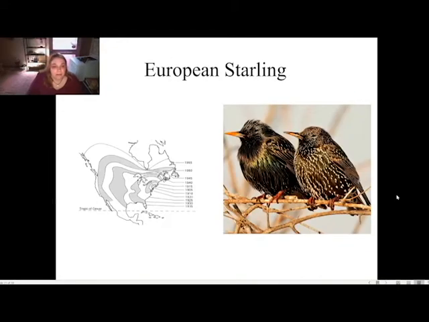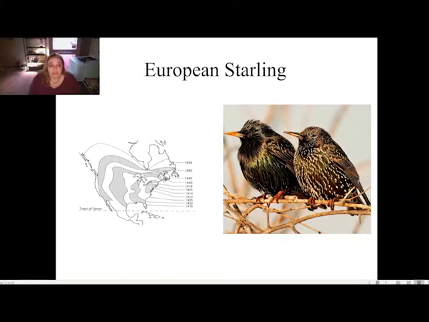Another bird that is very common is the European starling. And this was introduced as an odd story. It was introduced as part of a plan to bring all the birds in Shakespeare's works to America. It was originally introduced in New York City in the 1890s, and it spread really rapidly, and it's now one of the most common birds in America. The problem is it causes crop damage, it spreads diseases, and the major issue is that it outcompetes a lot of our native species.